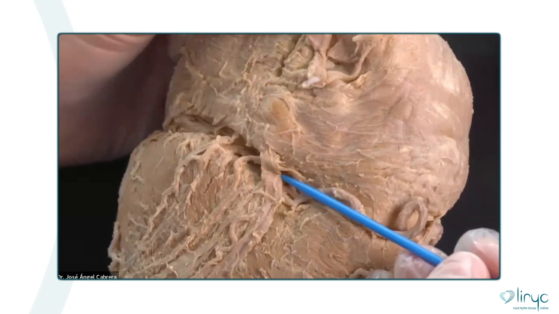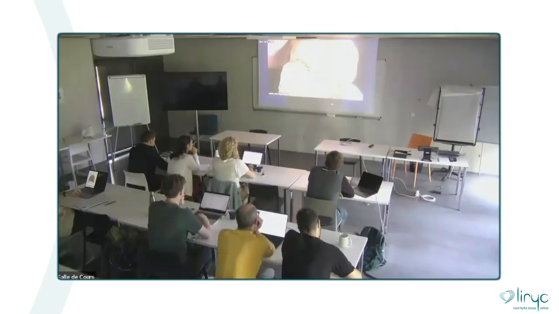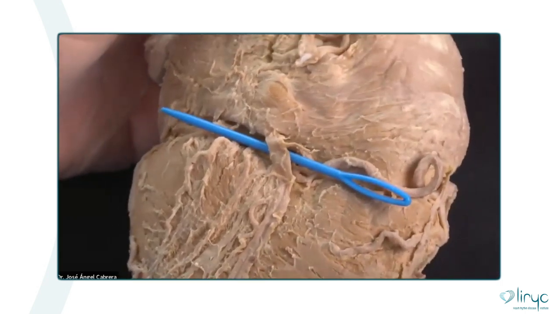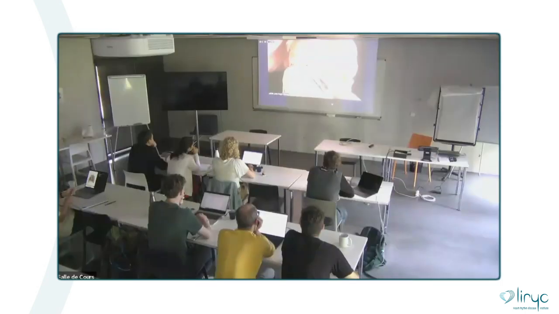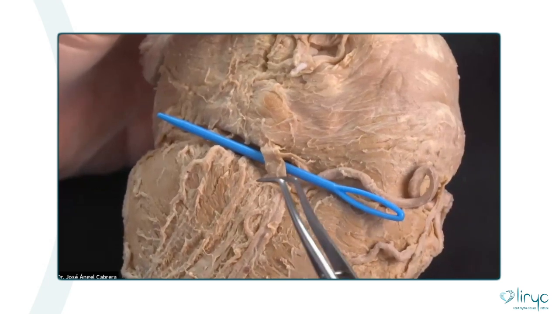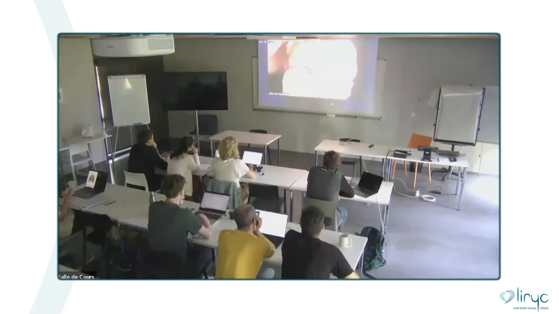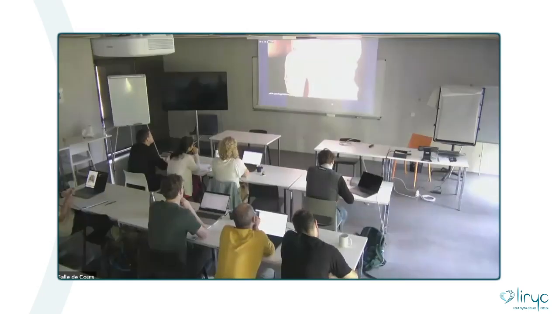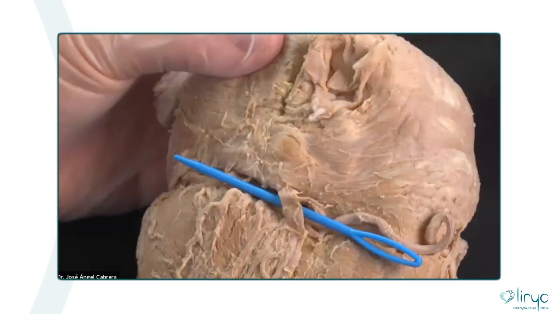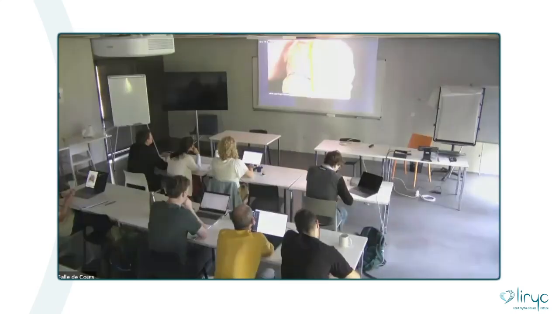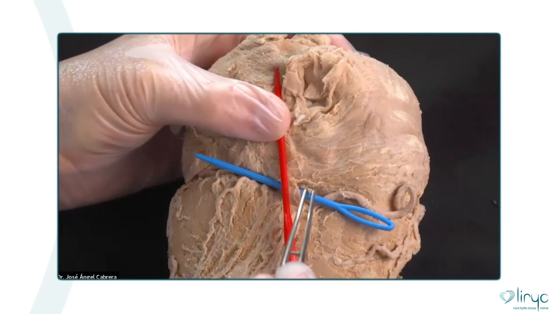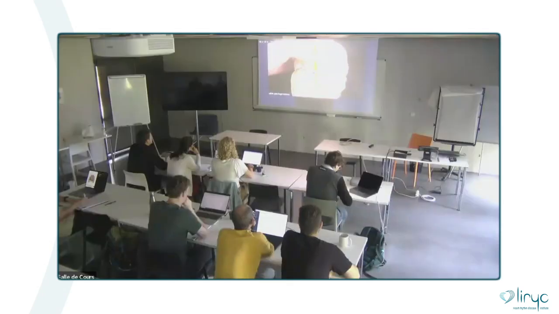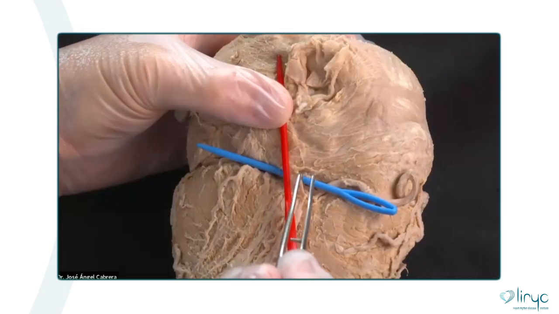If you see in this blue mark, you can see that this is left and this is right. And this is the inferior, or so-called posterior, interventricular groove, and this is the interatrial groove. Then this is the cross of the heart, the cross of the heart, and this is the base of the heart.